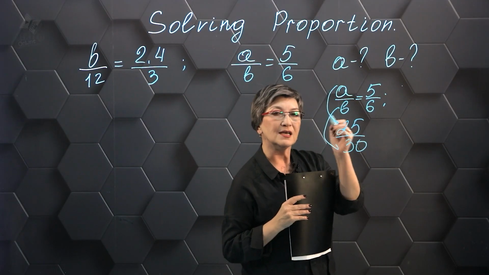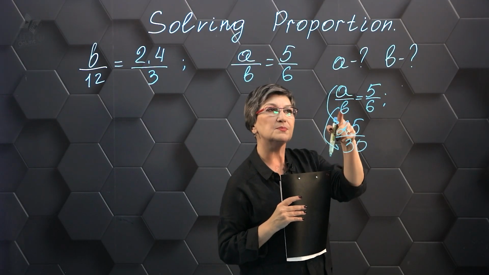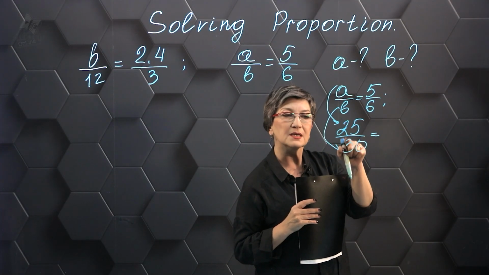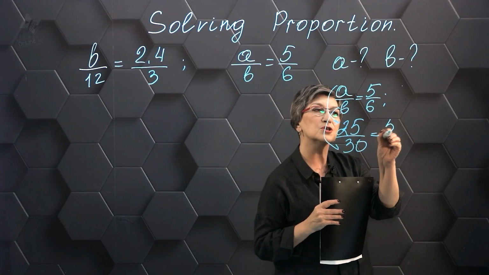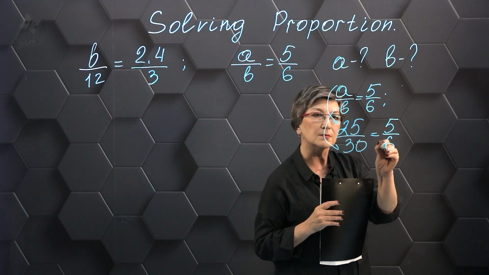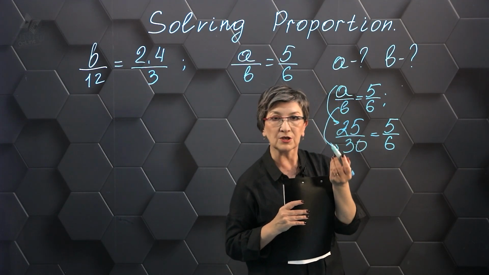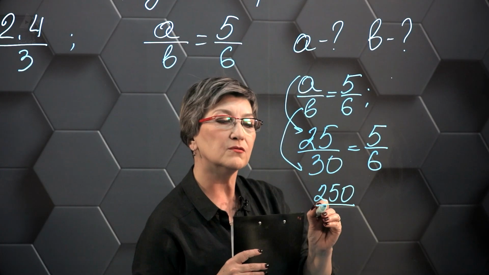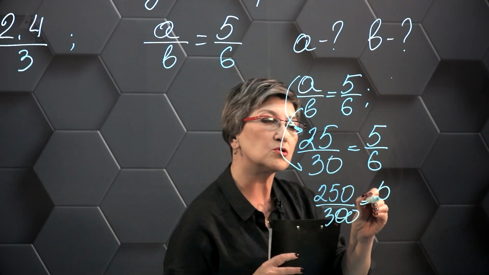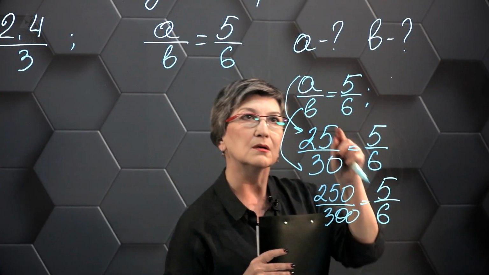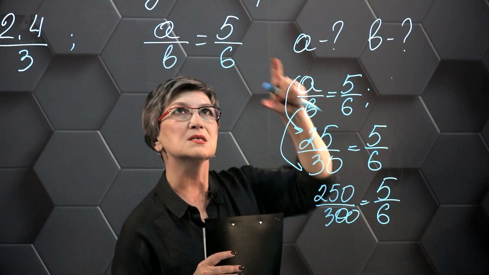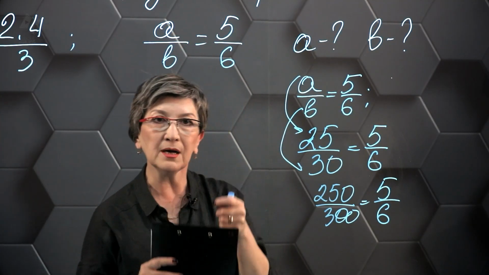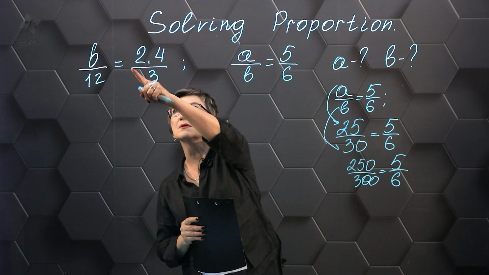In this case, if a is equal to 25 and b is equal to 30, we reduce the fraction and divide the numerator by 5 and the denominator by 5. Then we get the fraction 5/6. But we can take other numbers. A equals 250 and b is 300. And as a result, we also get 5/6. So, if I'm looking at the second proportion, there can be a lot of values for a and b. That is why we wrote down the second condition.